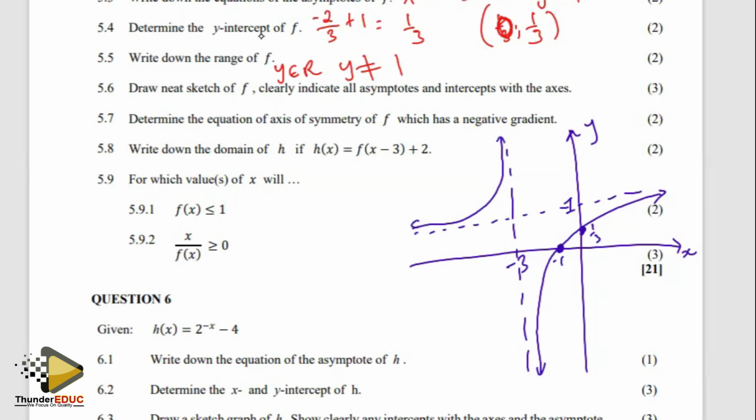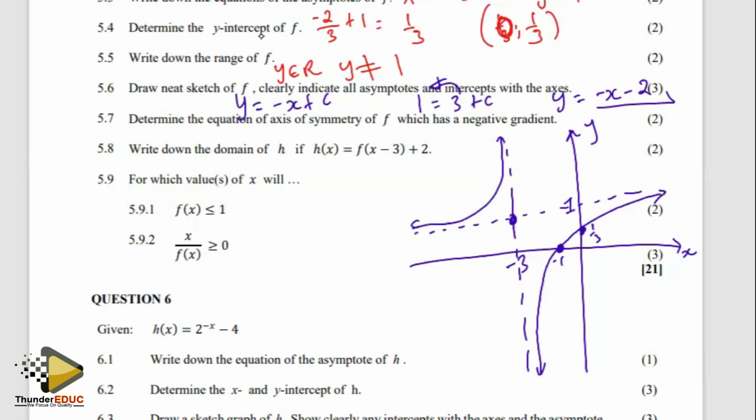Then determine the equation of the axis of symmetry, which has a negative gradient. So we know that that will be given as negative x plus c. To get the c value, we're going to use this point of intersection of the asymptotes. x is negative 3, y is 1. So 1 is equal to negative times negative 3, which is 3, plus c. Move the 3 that side, c becomes negative 2, which is negative x minus 2.